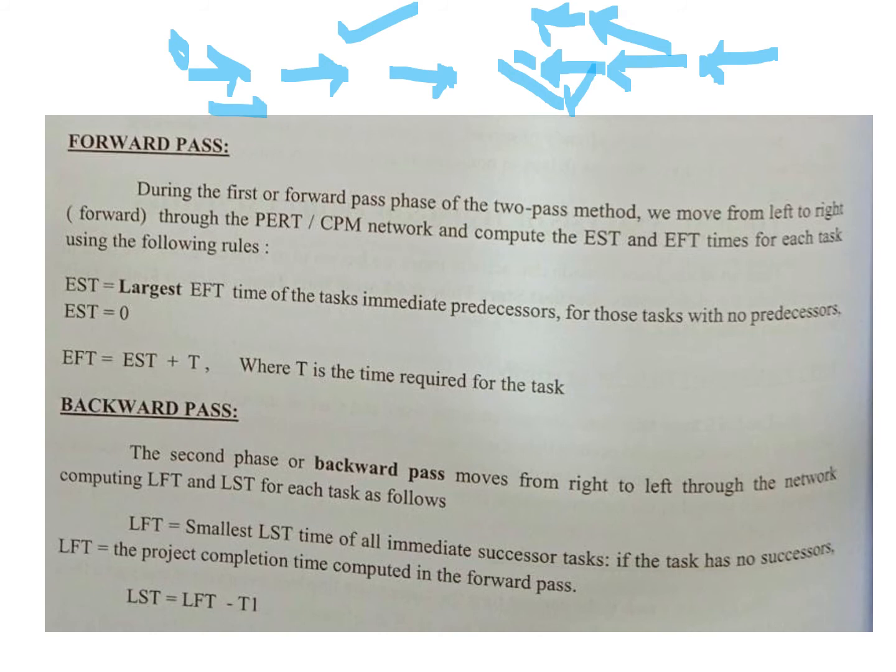This way of looking forward is called the forward pass, and this way of looking, where you are starting from the end activity, is called the backward pass, right? So now you have got the earliest finishing time and the earliest start. You have got something called the earliest start time also, right?